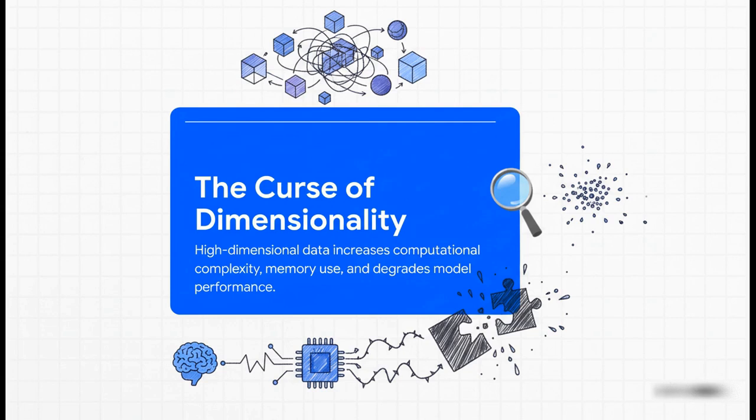And this problem actually has a name in machine learning. It's called the curse of dimensionality. And it's not just about things getting slower. High-dimensional data can actually make your predictive models worse. Yeah, it degrades their performance, makes them harder to understand. It's a huge hurdle in data science today.